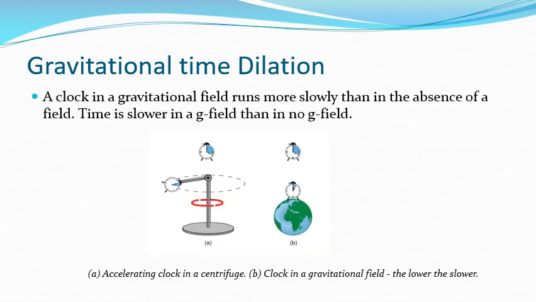Okay, and because of the equivalence principle, a clock in a gravitational field is going to run more slowly than in the absence of a gravitational field. So we can accelerate a clock in a centrifuge, spinning it round and round, and it will show a smaller time than the stationary clock. We can have the clock closer to the surface of the Earth, where it will have a higher gravitational field. If it's further away from the surface of the Earth, then the time will be greater. So the lower, the slower is the way to remember that.